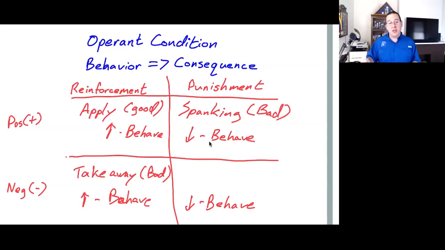Now, Hunter, you had mentioned timeout, okay? Timeout, if it's applying something bad, such as isolation, for a period of time, then yes, that would fall under punishment. So for example, if we were to say every time that Billy does something inappropriate, we're going to put you in timeout for 5 minutes, or 4 minutes, or however long the parents decide. Usually, it's about a minute for every year of age that the child is. That remains consistent throughout. That's an aversive action that we're applying to decrease behavior.